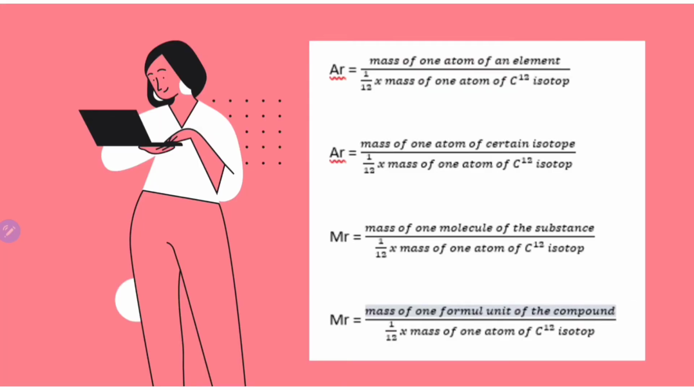This is the formula for AR. AR, or relative atomic mass, is the mass of one atom of an element relative to 1/12 times the mass of one atom of C12 isotope. AR is the mass of one atom of a certain isotope over 1/12 times the mass of one atom of C12 isotope.